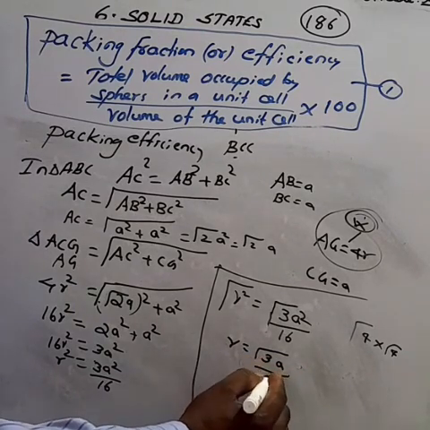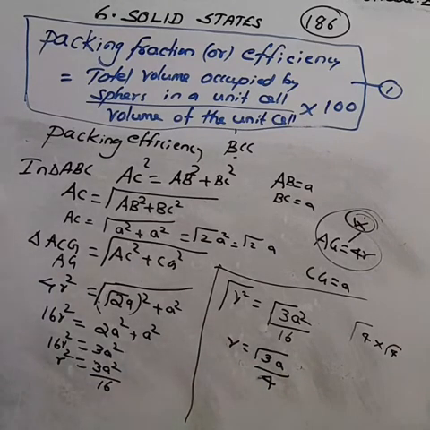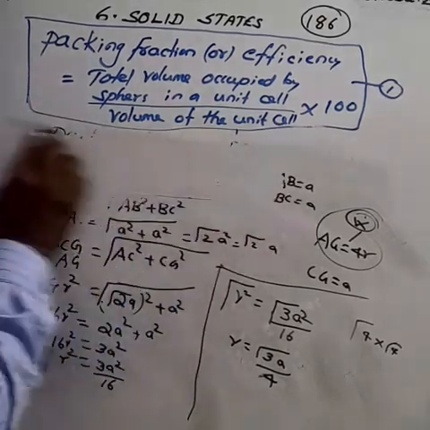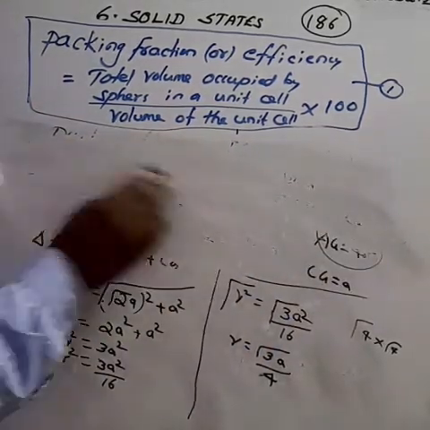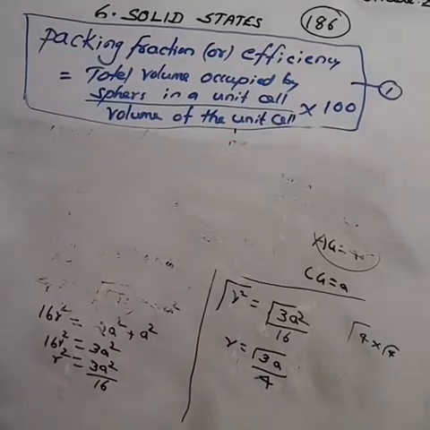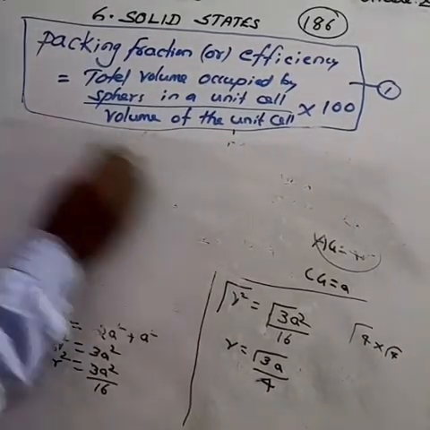Then, the volume of the sphere with the radius R is equal to 4 by 3 pi r cube.